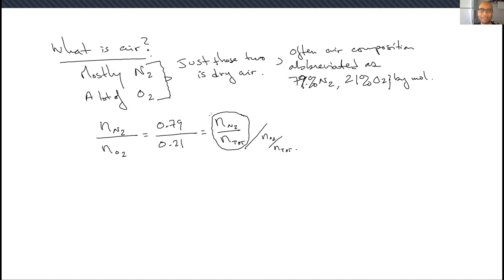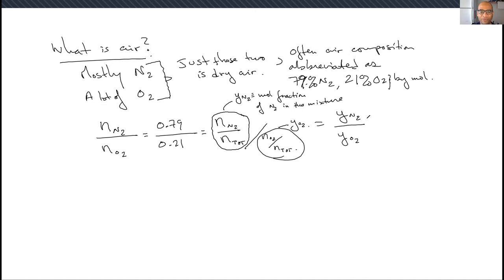This ratio here inside of a mixture, the number of moles of something over the total number of moles that I have, this is what we call the mole fraction. We usually term the mole fraction y, usually use y as a variable. So we write this y N2, this is the mole fraction of N2 in the mixture. And then on the bottom, this is the mole fraction of O2. So this whole thing now is y N2 over y O2.